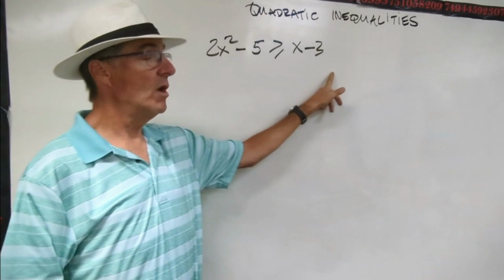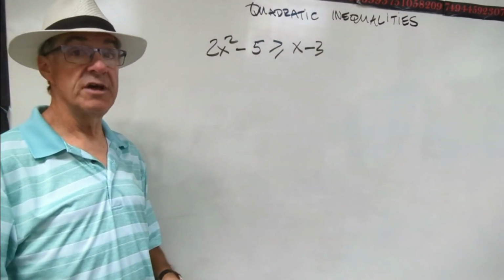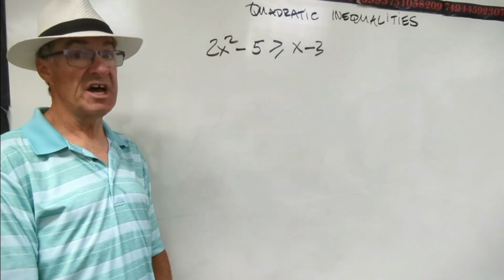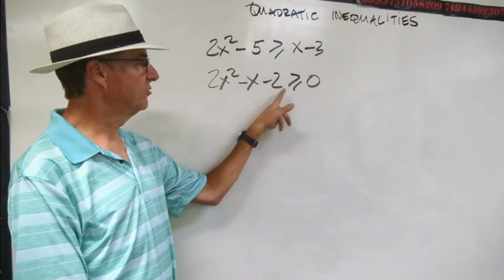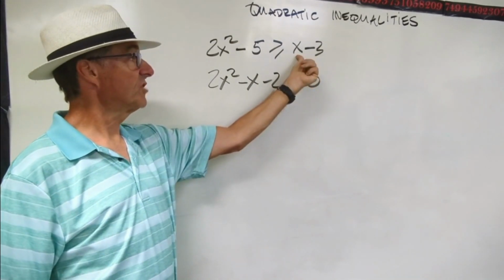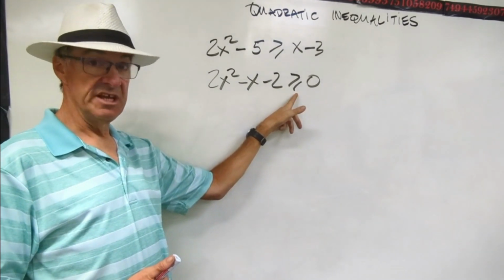So I've gone ahead and written one up here. What I'd like you to do is, first step, pause the video and rearrange that so one side is 0. So here's what I get. 2x squared minus x minus 2 greater than or equal to 0. I just subtracted x and added 3 to both sides. It does not change the direction of the inequality sign.